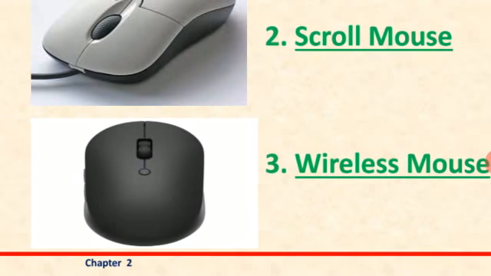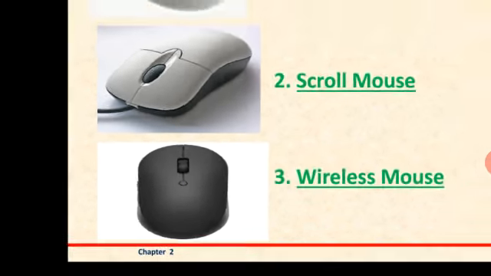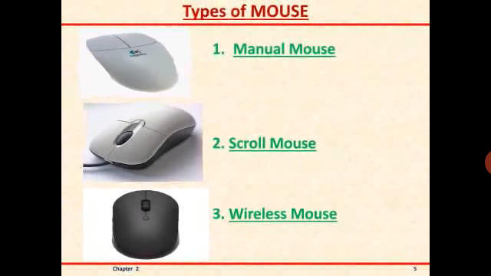The third category is the wireless mouse. What is a wireless mouse? Like our wireless keyboard, this mouse doesn't have a wire to connect to the computer. Then how does it connect with the computer? With the same technology, either through Bluetooth or through IR technology, it gets connected with the computer. So these are the different types of mouse: manual mouse, scroll mouse, and wireless mouse.